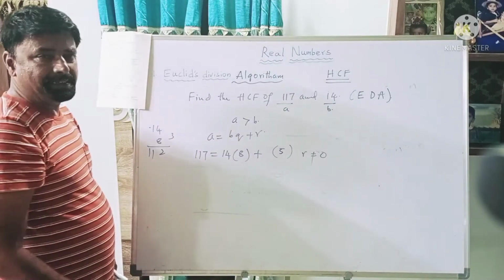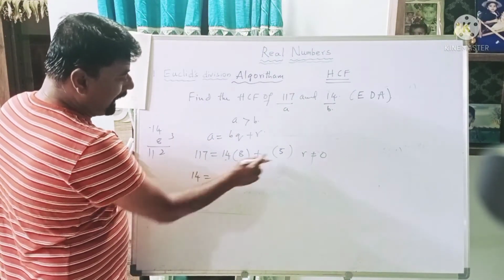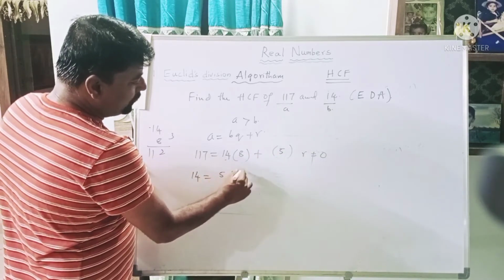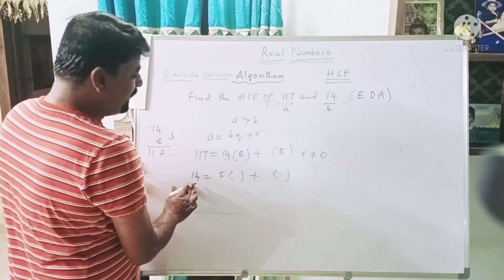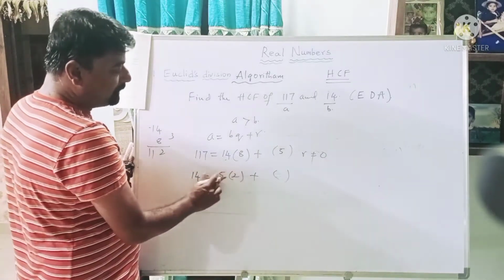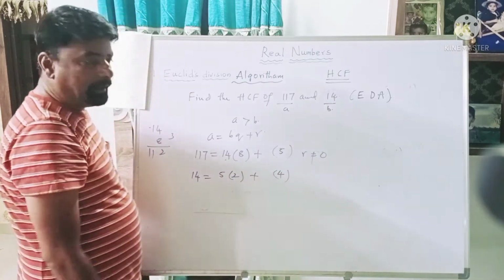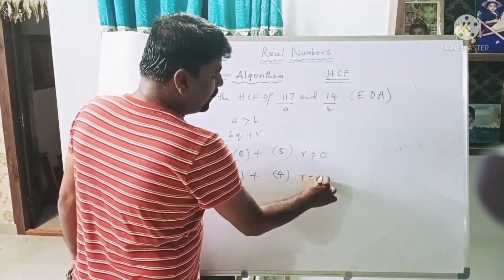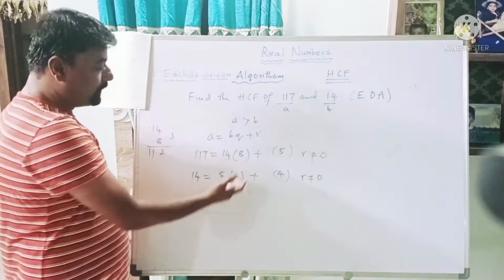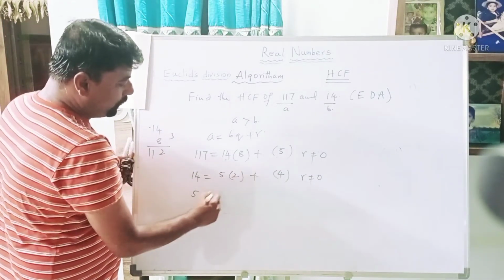Now you go for the second step. First you take 14 as A and R as B: 14 is equal to 5 into something plus something. How many times will 5 go into 14? It will go 2 times, because 5 2s are 10. Then what is the remainder? 4. Here also R is not equal to 0. Next you go for the next step. First you take 5 as A and this 4 as B.